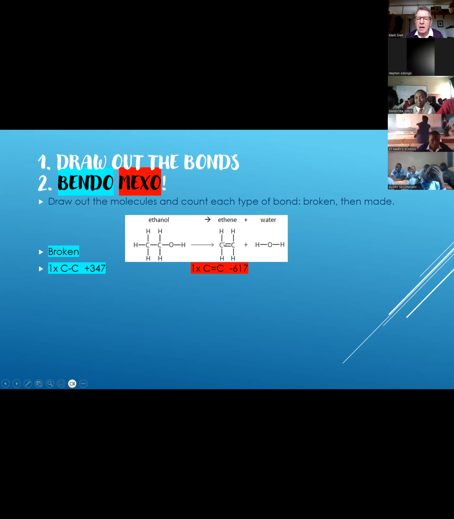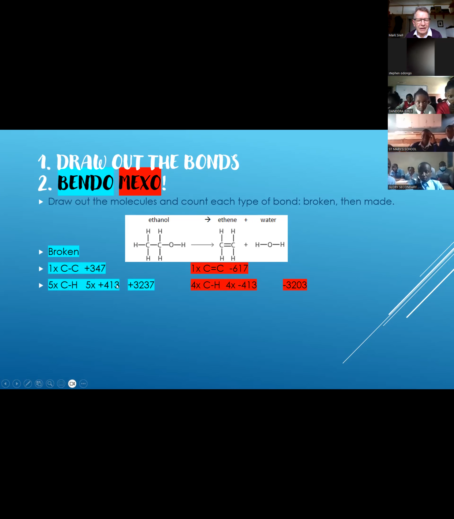I'm going to make a carbon-to-carbon double bond. That's worth more, and it's negative because making a bond is exothermic. So I go through 5 carbon-hydrogens on this side being broken, 4 carbon-hydrogens being made on that side. So on this side, positive, on this side, negative. A carbon-oxygen and an oxygen-hydrogen on the left-hand side, and 2 oxygen-hydrogen bonds on the right.